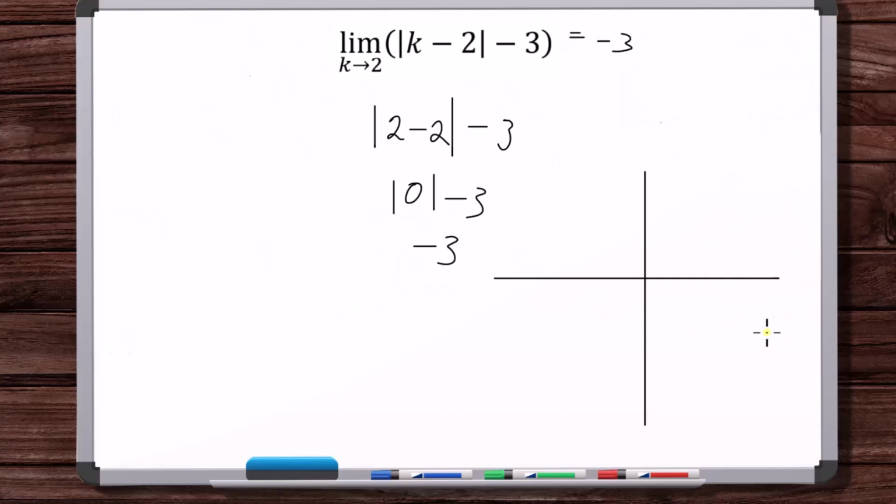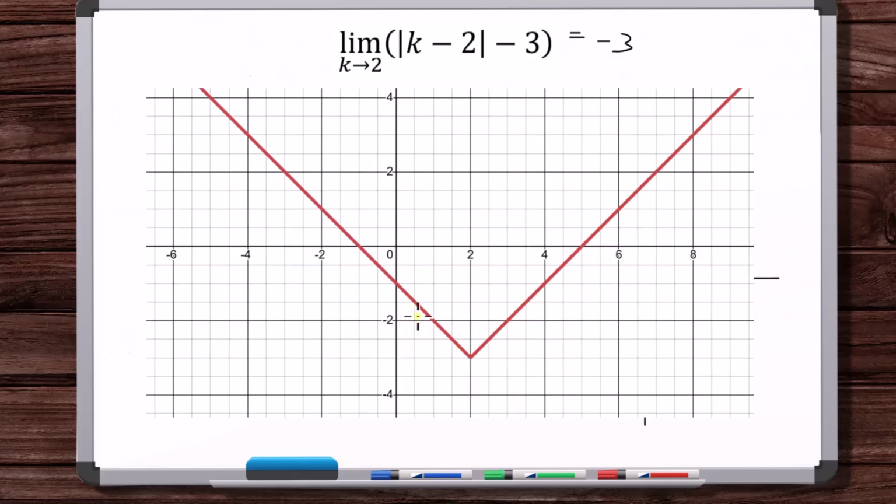That's all it does, which is going to result in some sort of a non-smooth point, some sort of a kink, but not a point of discontinuity. And there you go. As k approaches 2, the function approaches this point of continuity at y is equal to minus 3.